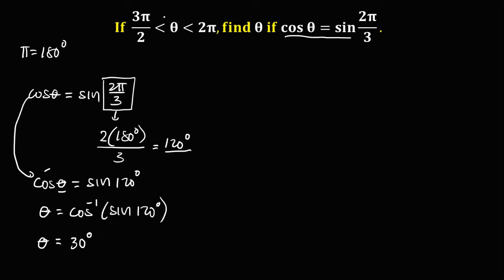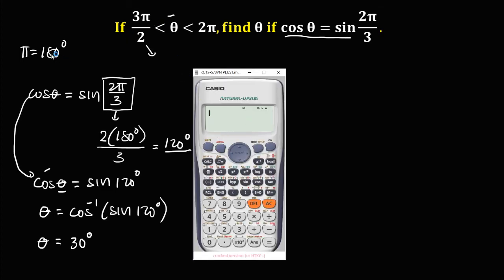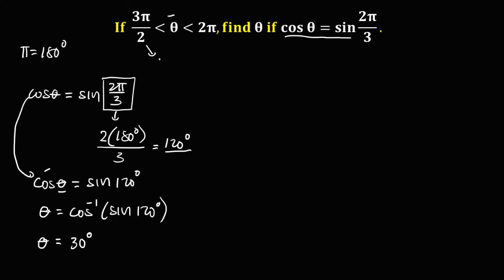Then since we have this condition, 3π/2 is less than θ, let's convert the 3π/2 to degrees. Since π is equal to 180 degrees, we have 3 times 180, then divide by 2, that's 270 degrees. So 3π/2 is equal to 270 degrees, then less than θ, and θ is less than 2 times 180, that's 360 degrees.